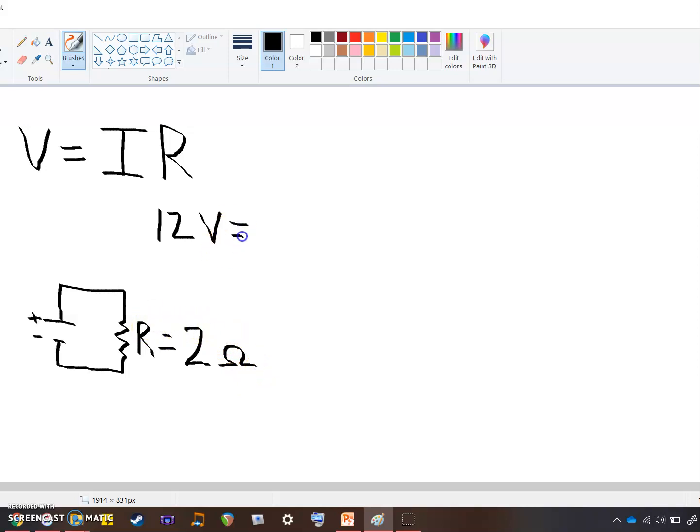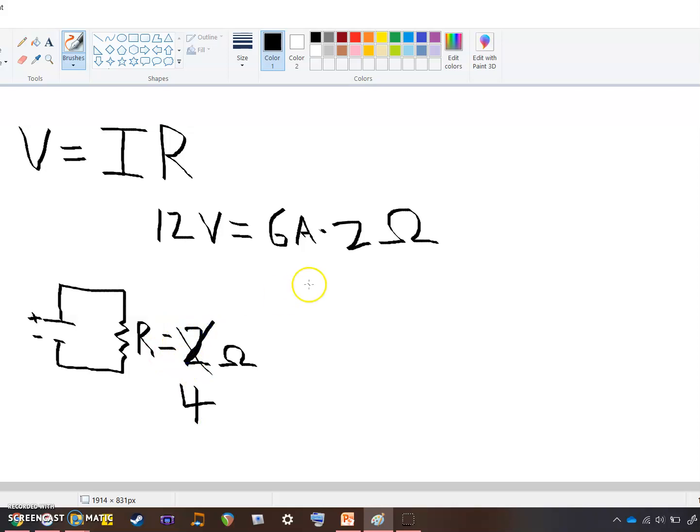If we provide this circuit with 12 volts, or a 12 volt battery, and it has one single light bulb resistor of 2 ohms, then we're going to have a current of 6 amps, right? 6 times 2 gives us 12. Not too bad.